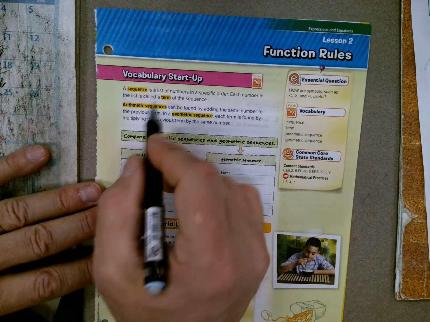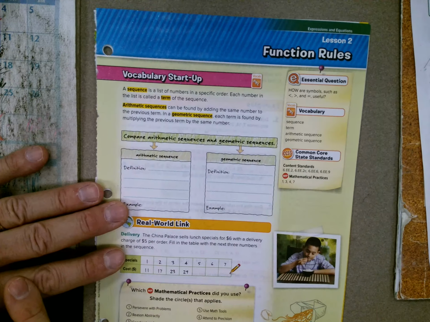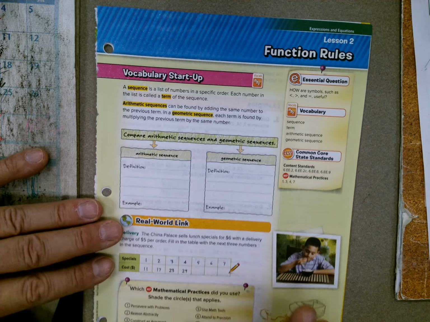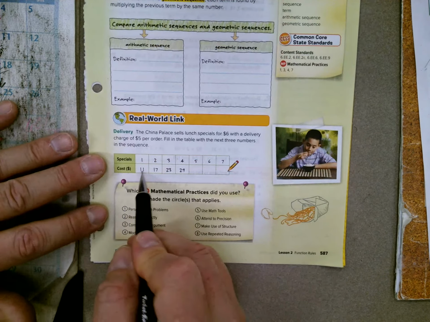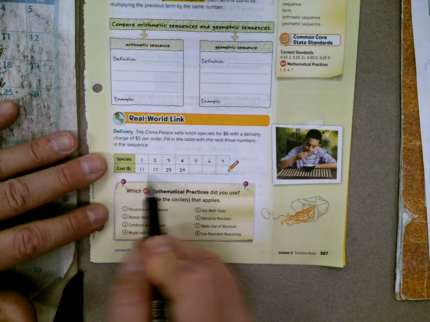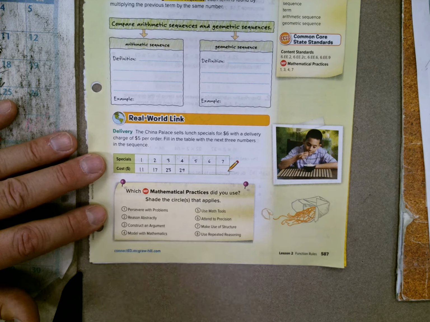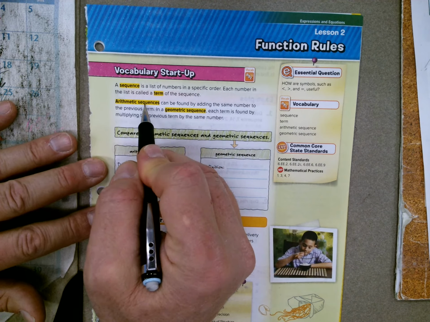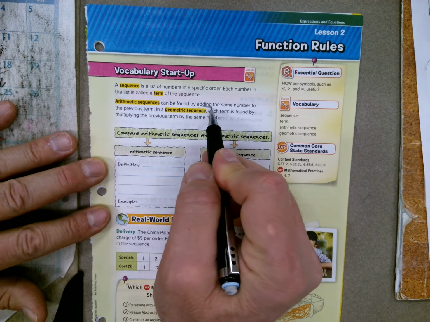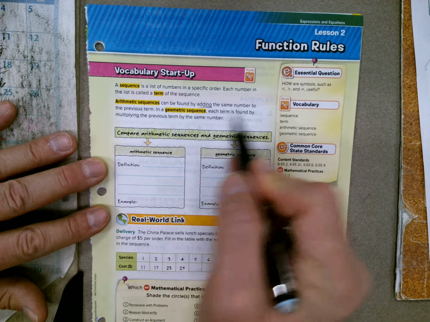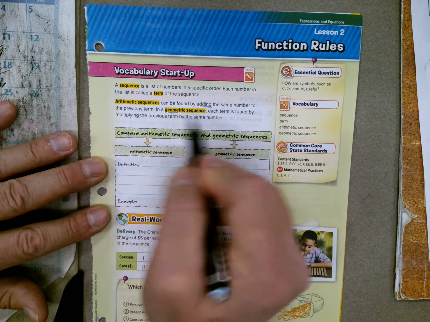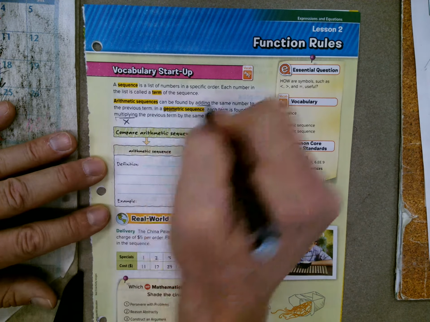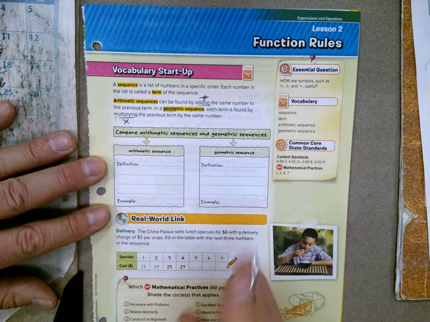A sequence is a list of numbers in a specific order. Each number in the list is called a term. So if we went down here, these are called terms. They're in a specific order. What type of order? Well, there's two types. One type is called an arithmetic sequence, and this can be found by adding the same number consistently over and over and over. A geometric sequence is when you find it by multiplying. So geometric, multiplying; arithmetic, adding.